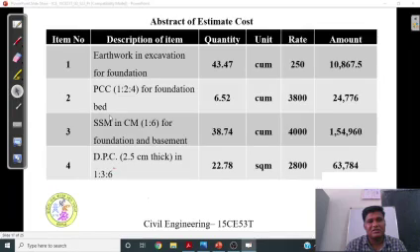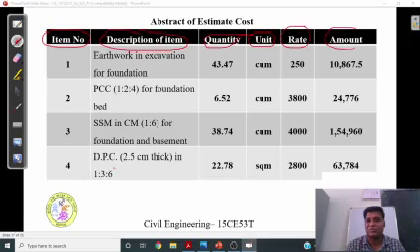So after calculating all the quantities, you have to calculate the abstract estimate for arriving into the amount. The tabular column consists of the serial number, there will be item number, description of the item, quantity, unit, rate, and finally the amount. Okay. So for earthwork excavation in foundation, the quantity arrived was 43.47 cubic meters. The unit will be cubic meters. And after the rate analysis or the rates, if they are taken from schedule of rates, 250 is the rate for cubic meter. So 43.47 into 250 will give me 10,867 rupees 55 paise.